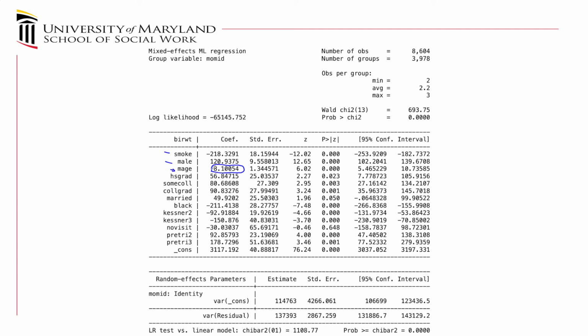Some people, like my wife and I, can't figure out how to have babies until we're really old. And so that's going to have an effect on birth weight, whereas some folks have babies when they're really young, and that's going to have an effect on birth weight. And then there's an optimal age for births, which is somewhere in the middle. But what the data says here is that older mothers have heavier babies.